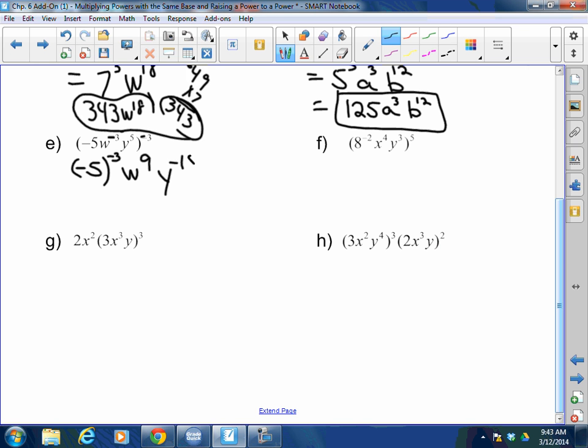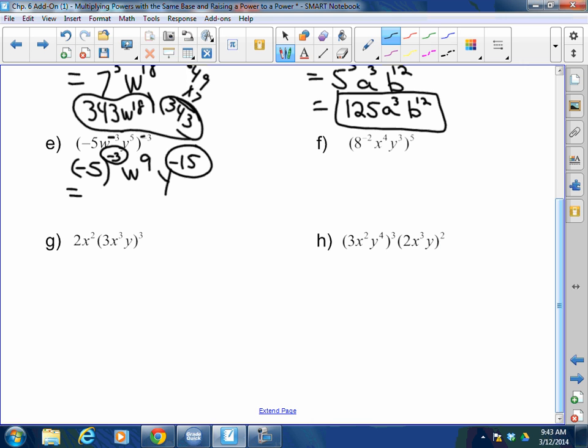Y to the negative 15. Good. Next step, my brother. Let him finish. 125. Nope. Negative exponents, guys. What do we do with that? We just learned that yesterday. Come on, guys. What do we do with that? We bring it down to the denominator.